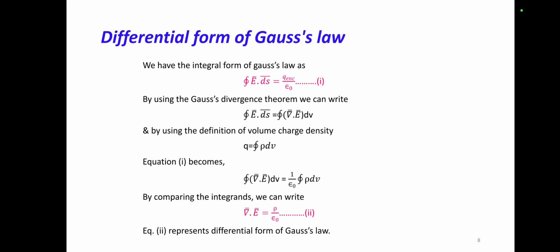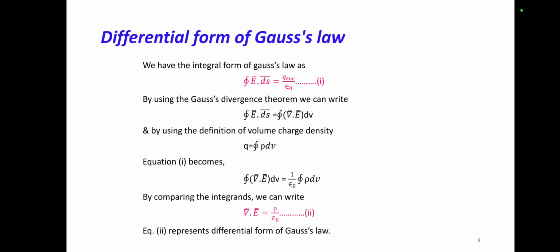Another form of Gauss law. We have already seen the integral form, that is the closed integral form. Gauss law is closed integral E bar dot ds bar equals q enclosed upon epsilon naught. By using the Gauss divergence theorem, we can write closed integral E bar dot ds bar equals closed integral del dot E bar dv.